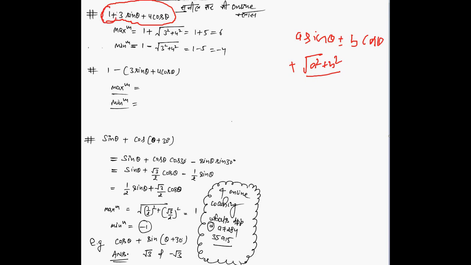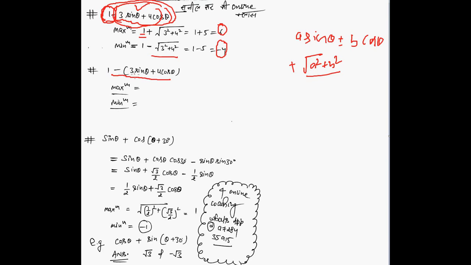As 1 is constant, it doesn't matter. I write 1 as it is. Plus sign is present before the variable. This function is maximum when the variable is maximum. Its maximum value is root of a square plus b square. The maximum is 6. It is minimum when the variable is minimum. The minimum is minus this. The minimum value is minus 4. Let's focus on another question.